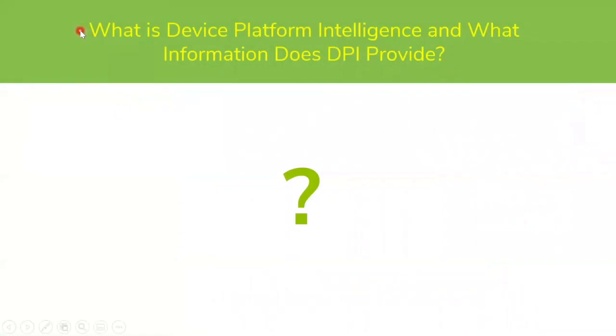So let's talk about what is device platform intelligence and what information does it provide. We've already identified that this information is critical and it's important to have. So you need to have information about what is connected to your network. However, the quality and the extent of that information is what will determine how that information is actionable and how you can craft your network access control policies.